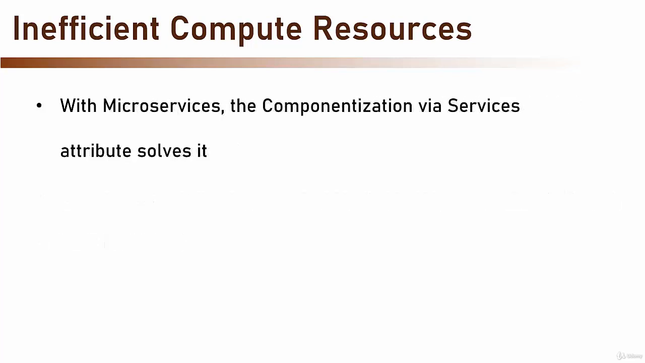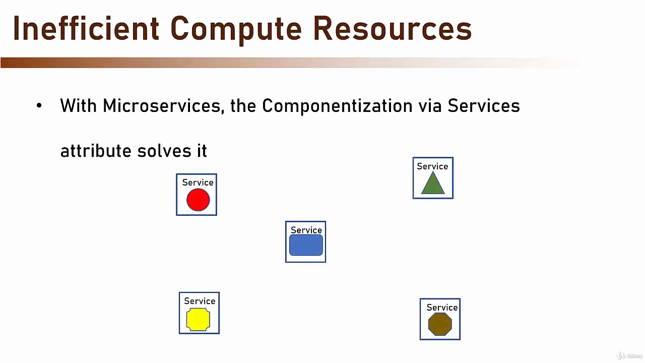Well, with microservices, the componentization via services attribute comes to our help. Since the various parts of the software or the components run as a service and not in process using libraries, we can allocate each one of them the correct compute power it needs. It's not possible to allocate resources to different code segments inside a process, but it's definitely possible to do that to the process itself. And with microservices, each service, as we have already discussed, runs in a process of its own. So with our microservices system, we can do this.